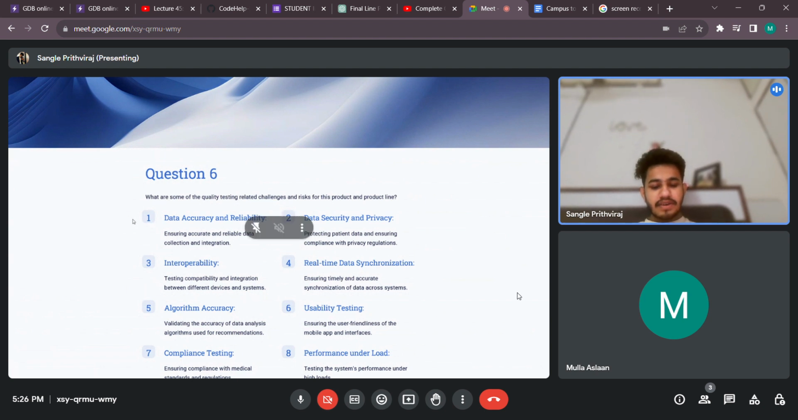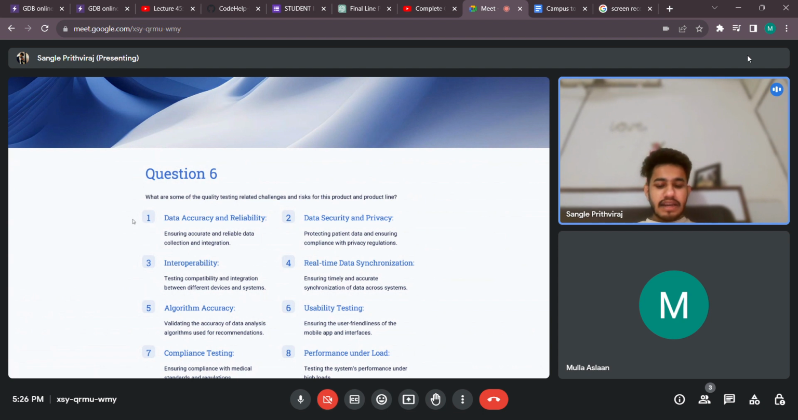Second, data security and privacy. Just as a hospital safeguards patients' records, we must protect patient data. Our healthcare solutions involve sensitive medical information, and it's our duty to ensure strict compliance with privacy regulations. Data security is not negotiable.